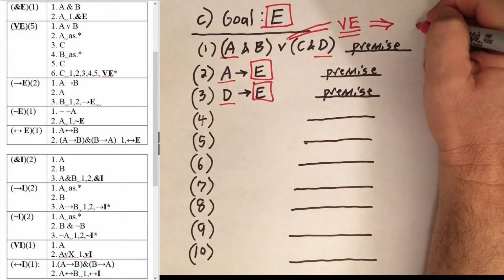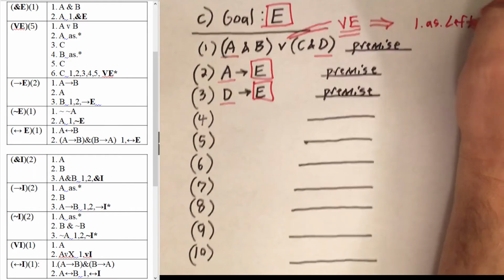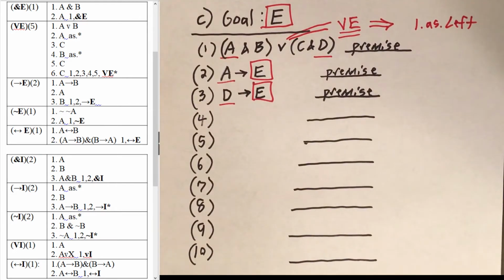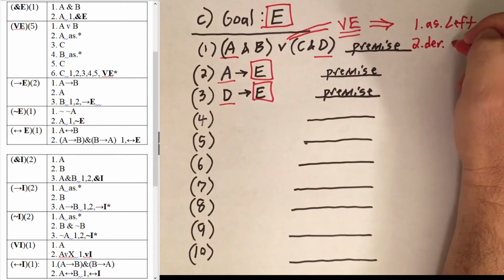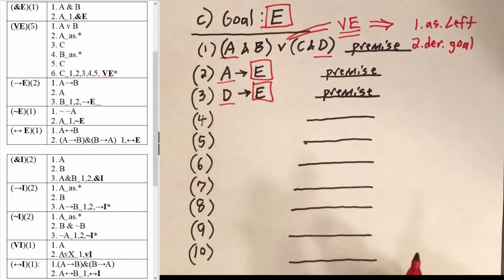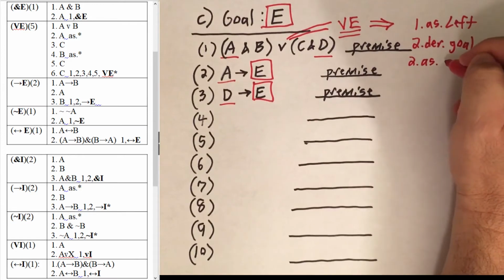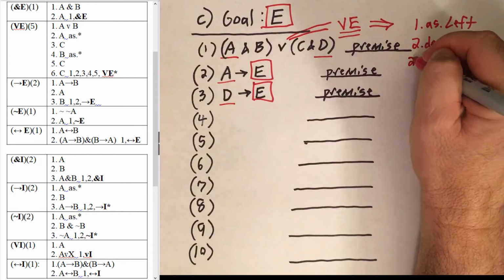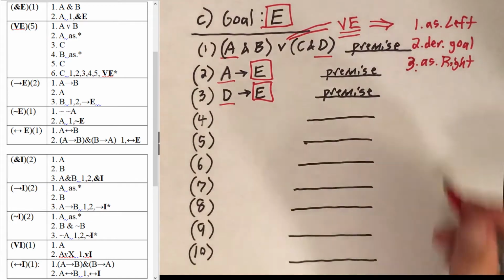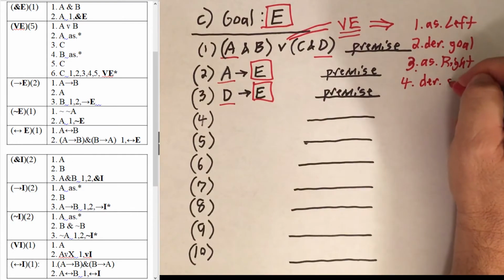What does it say to do? It says, first, assume the left side of the OR you are trying to take apart. Then it says you are trying to derive your goal or sub-goal. Good. What is our goal? E. So let's derive E. Then it says you will then assume the right side of the OR you're taking apart. And, oops, sorry, numbering is really tricky for me. Then step 4, derive the goal again.